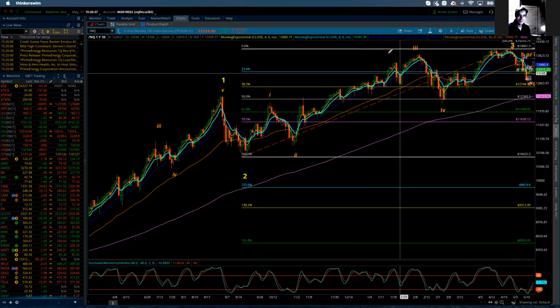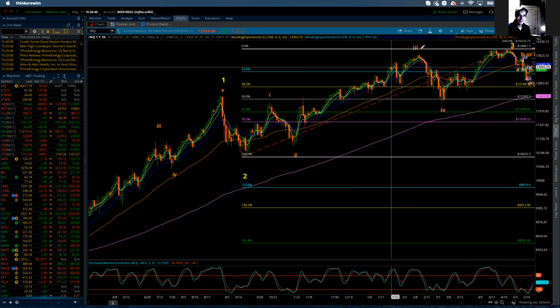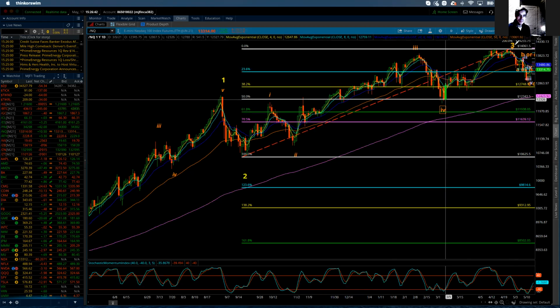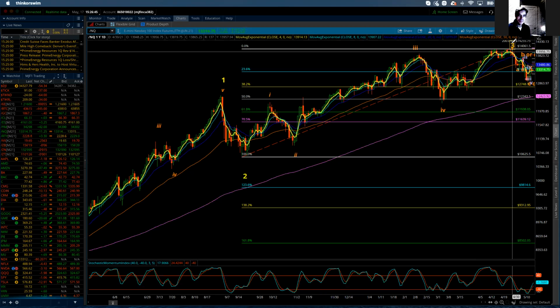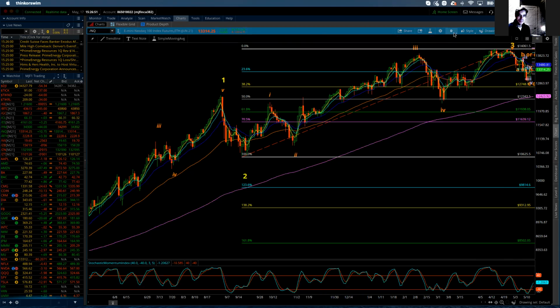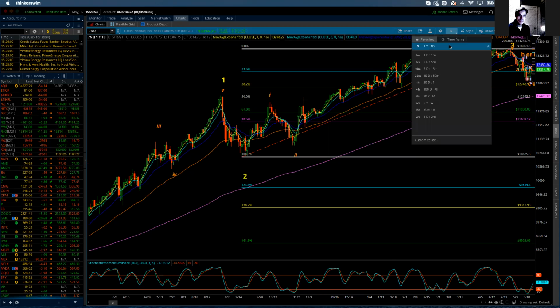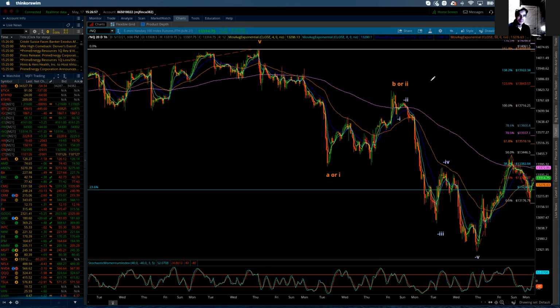So basically, I shifted over the 3 from there to there, the 4 remains in the same place, and the 5 is over here in the same place, but just the degree changed. So what we are now in is an intermediate degree 4th wave correction. So back down to that hourly chart.